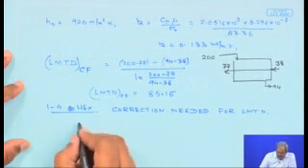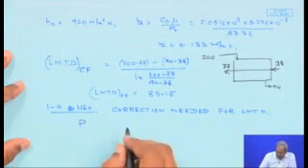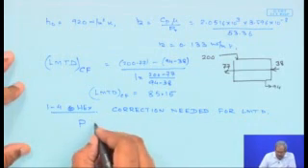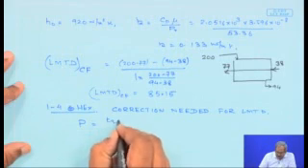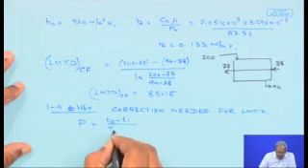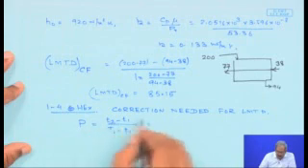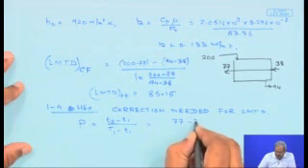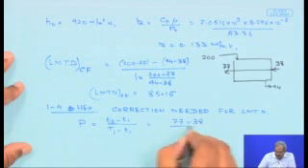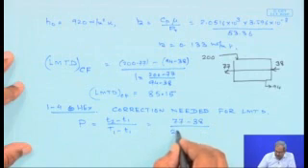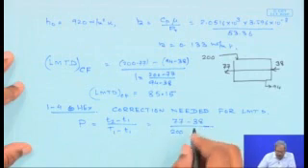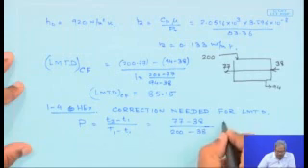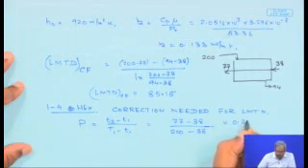In order to calculate the correction, in order to use the results which are available in your text in the form of figures, you need to calculate P, which is T2 minus t1 by T1 minus t1. So, t2 minus t1 is that of the cold fluid, which is coming at 38 and leaving at 77, and T1 is the hot fluid which is entering, and t1 is the cold fluid which is entering. So, this would be about 0.24.